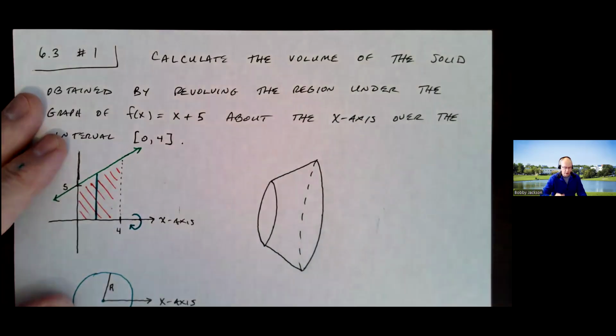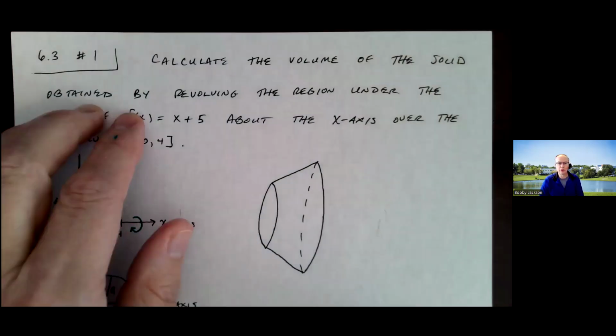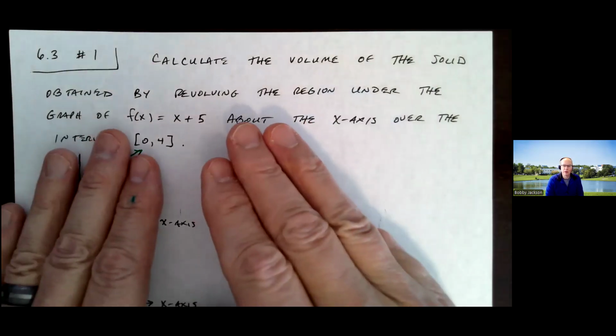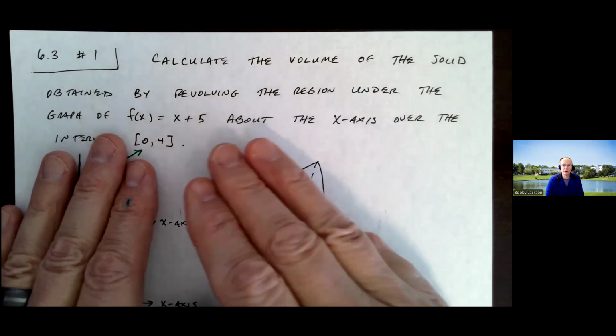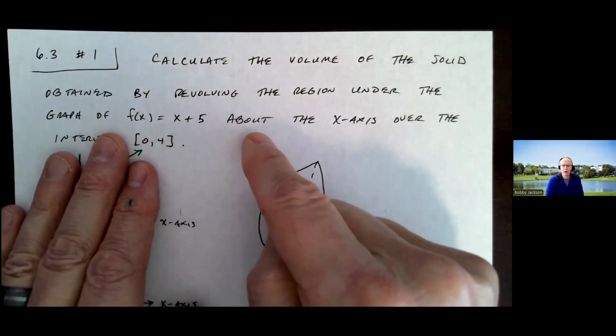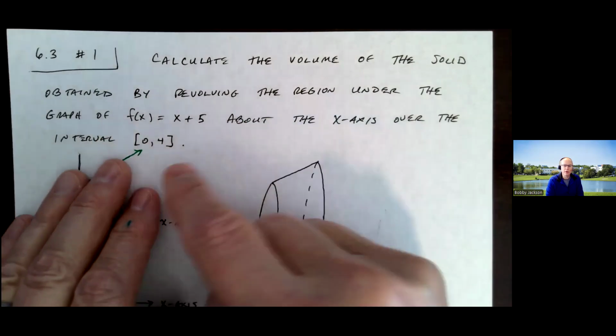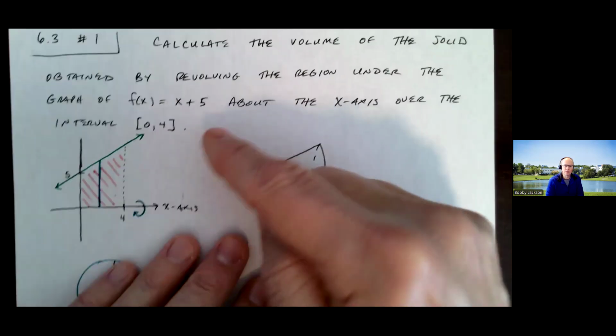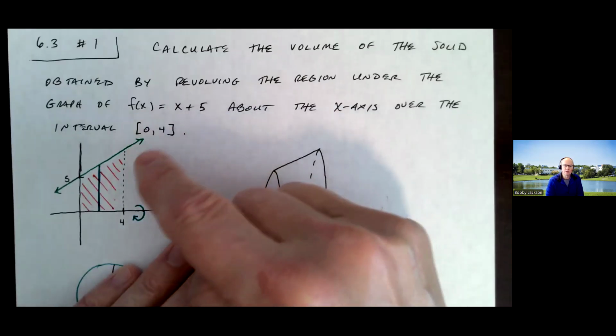Hey everyone, let's take a look at the first one in section 6.3. We're going to calculate the volume of the solid obtained by revolving the region under the graph of this linear function, just x plus 5, about the x-axis over the interval from 0 to 4. So it helps to always graph this region first, or sketch this region.